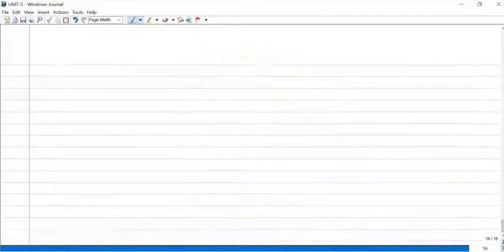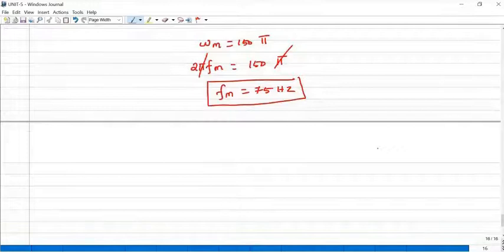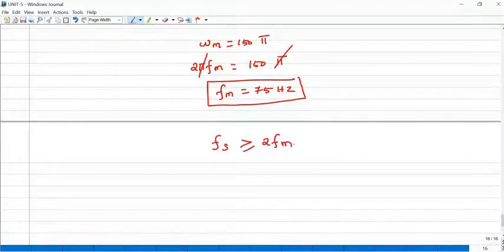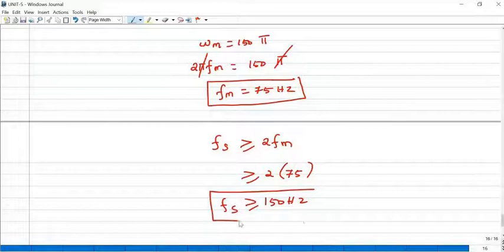So what is the Nyquist rate? Formula for Nyquist rate: Fs must be greater than or equal to 2 times Fm. Therefore, 2 times 75 is 150 hertz. As per the sampling theorem or Nyquist sample rate, the minimum sample rate that must be taken to recover our original signal back is 150 hertz.